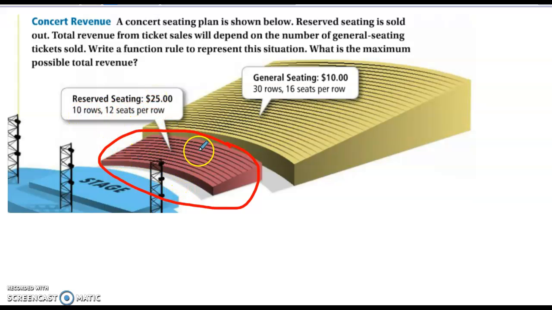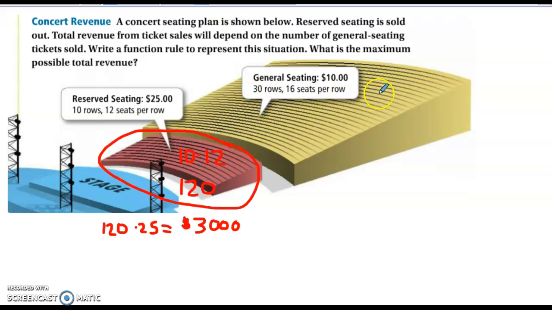Well, if there's 10 rows of 12 seats, that would be 10 times 12. That means that there are 120 seats here, right? So I'm selling those 120 seats at $25 a pop. So if I want to know how much money I'm going to make from that, 120 times 25, I'm making $3,000 from this section right here.